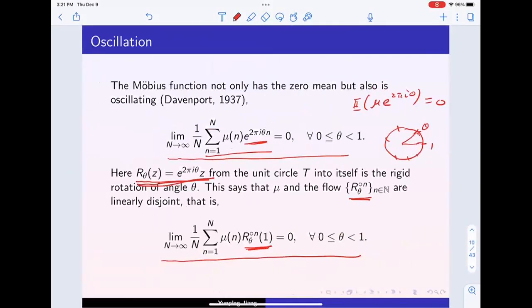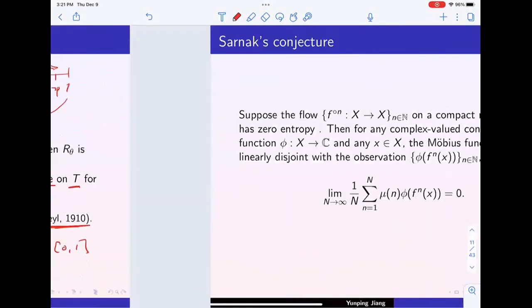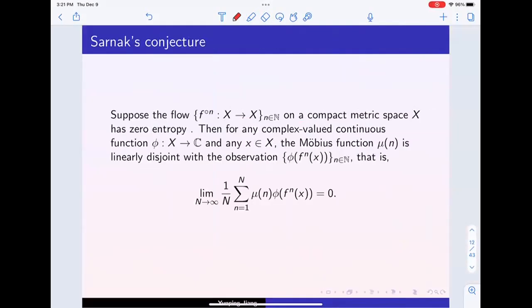So that is the Davenport theorem, really. We call it linearly disjoint, so that means this dynamical system is linearly disjoint with the Möbius function. Then Sarnak made a conjecture a few years ago. He said that this thing is not only true for this circle rigid rotation, but should be true for every flow which has zero entropy.